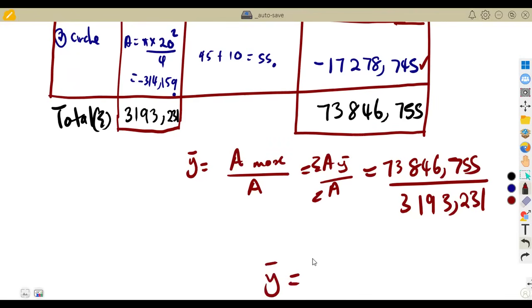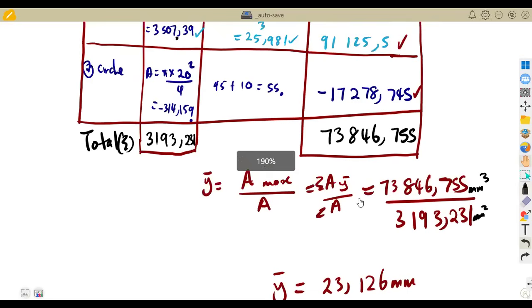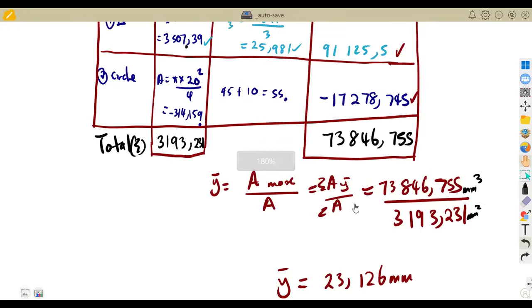So this is how your questions are going to be given. So you're going to obtain 23.126 millimeters. As we can see, these are cubic millimeters. These are square millimeters. So they cancel, that will be millimeters at the end. So I would like you guys to revise as many questions as you can so that you'll be able to grasp the whole concept before we talk about the center of gravity.